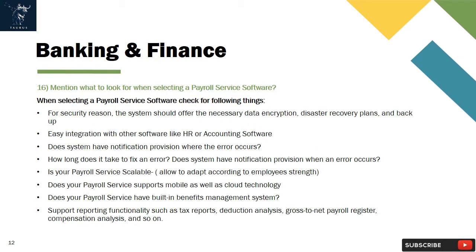16. Mention what to look for when selecting payroll service software. When selecting payroll service software, check for the following things. For security reasons, the system should offer the necessary data encryption, disaster recovery plans, and backup. Easy integration with other software like HR or accounting software. Does the system have a notification provision where an error occurs? How long does it take to fix an error?